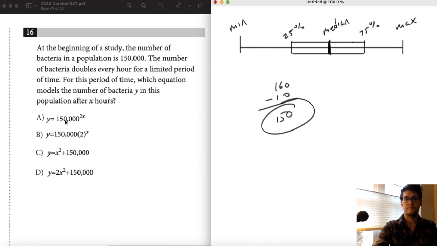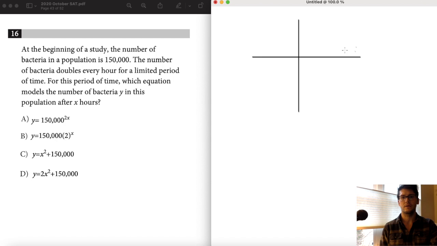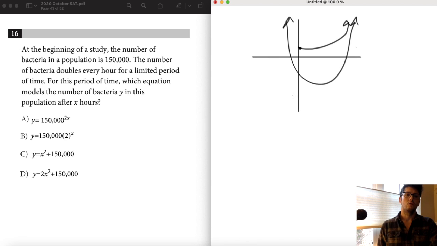Okay, 16. 16 is a question about exponential graphs versus quadratic equations. Remember quadratic equations, you've probably seen them before. They look something like this. And then we have exponential equations. Exponential equations kind of have some sort of a starting point, and a lot of times they just grow as x grows. So the first two are exponential. The second two are quadratics.